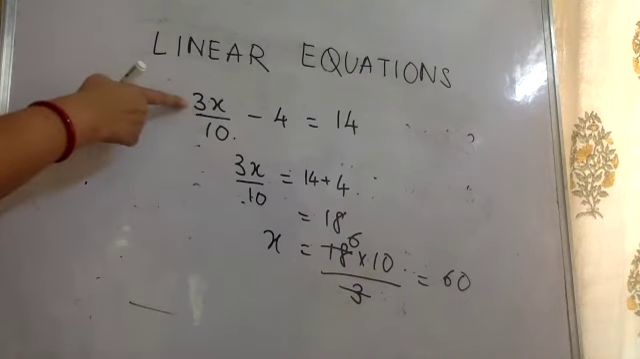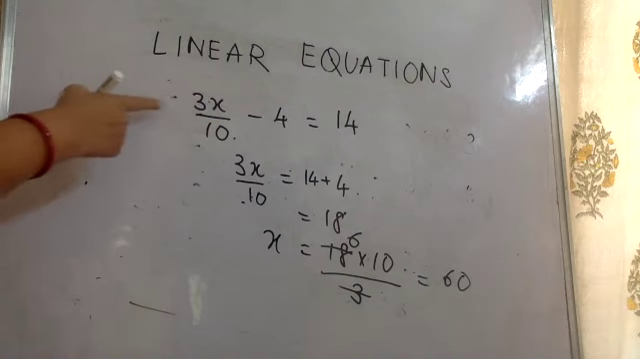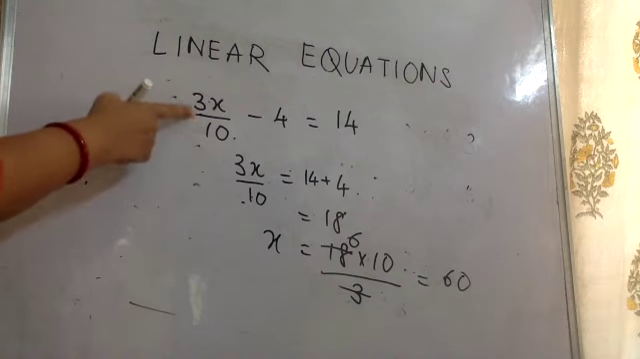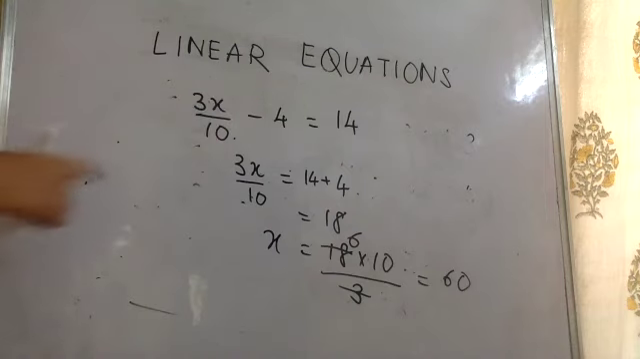Let us try it quickly here. This is, see, 3 into 60. If you multiply it here, you'll get 18. 18 minus 4, that is 14. So our sum is correct.